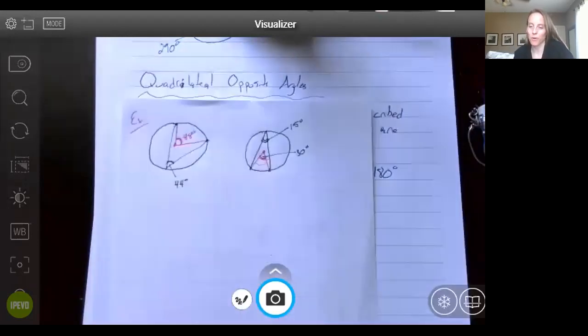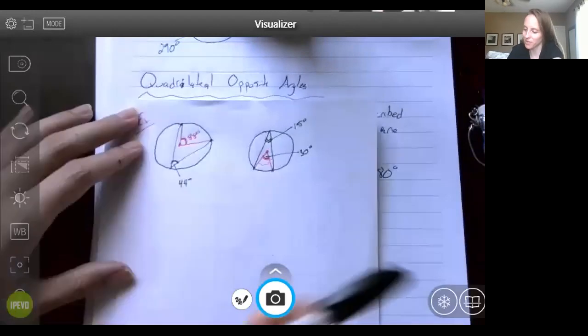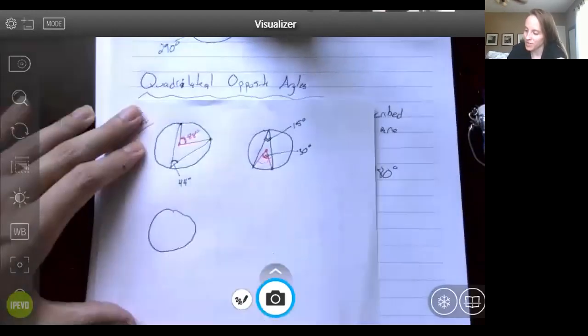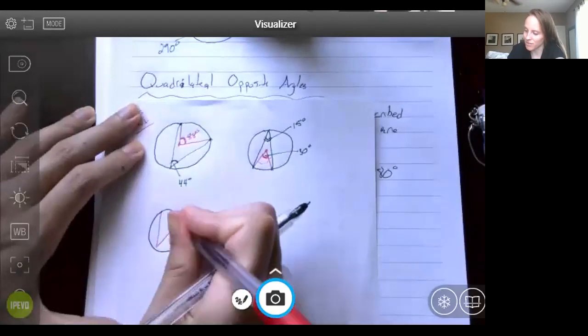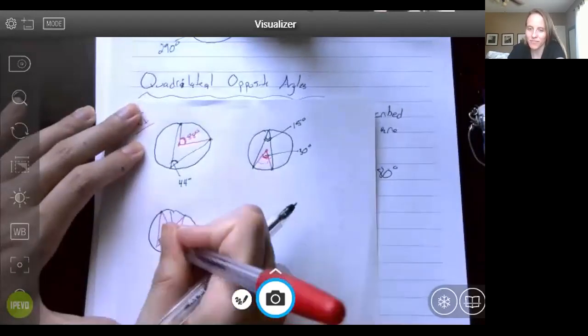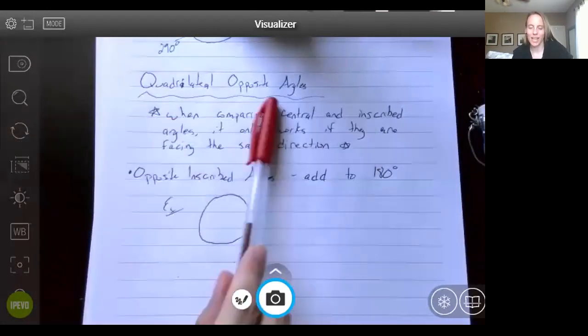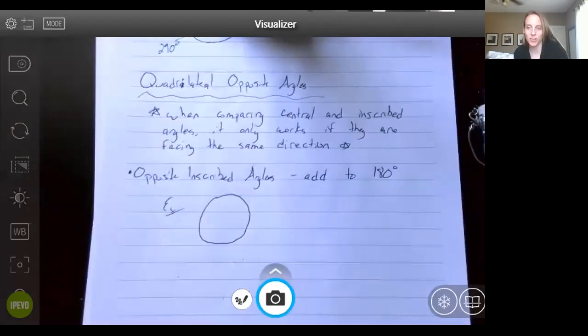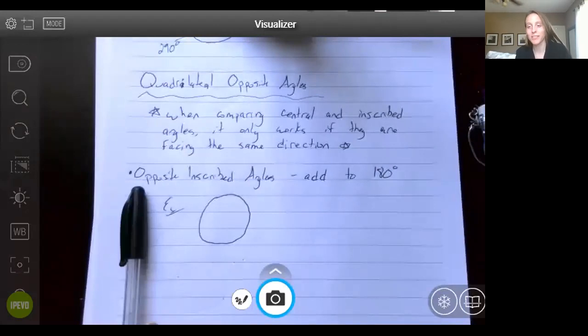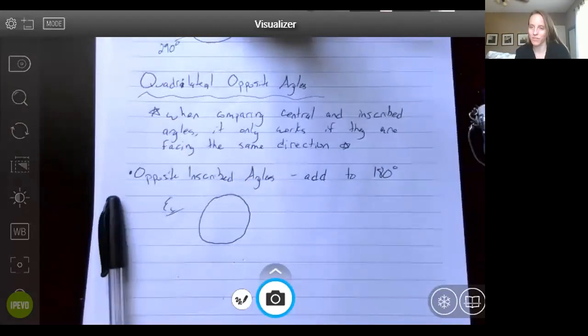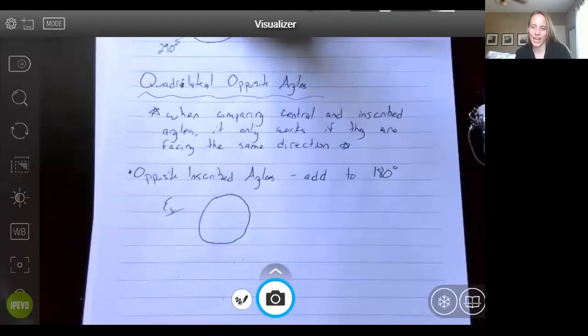And that was also true for the inscribed angle ones that we looked at. So we had two different inscribed angles, these had to share endpoints, but they were still facing the same direction as each other. When we're talking about quadrilateral opposite angles, they're no longer facing the same direction, they're facing towards one another, and so we have to use different rules. So if we have opposite inscribed angles, they're not going to be the same as each other, the way they would be if they were facing the same direction. Instead, they're going to add to 180. They do still need to have the same endpoints, though.